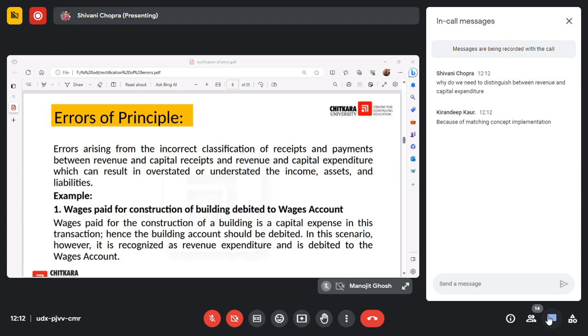Because of matching the concept, very good. Rightly identified. Anyone else? Kirandeep, can you unmute yourself and tell me how would you explain this matching concept? This is right. The answer is correct. But I want you to elaborate on this.